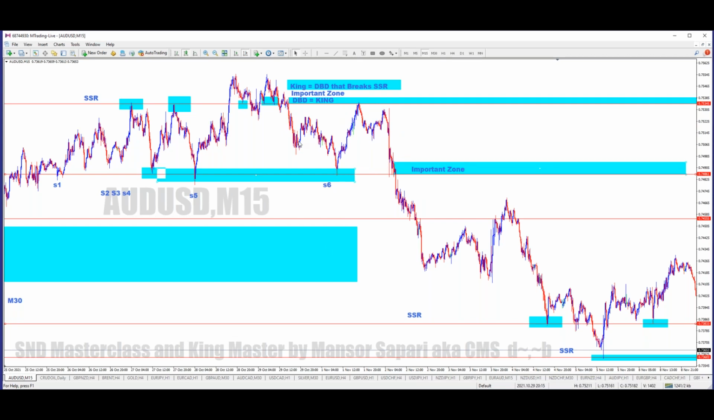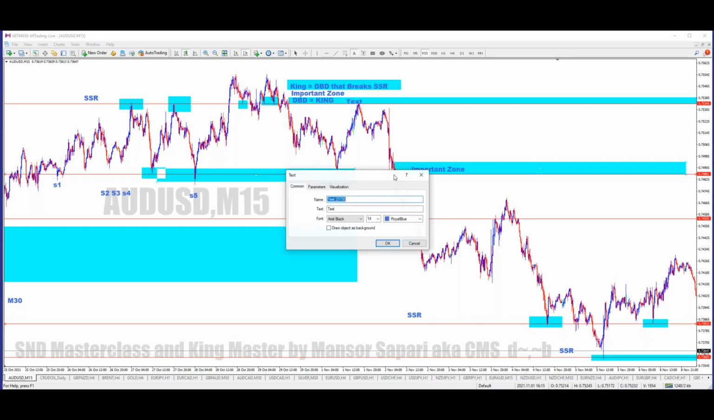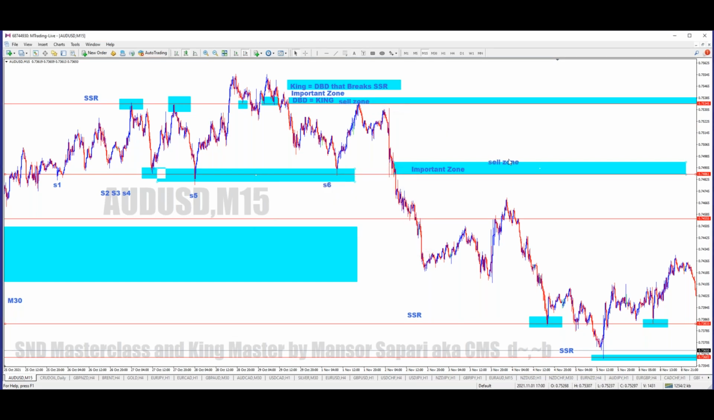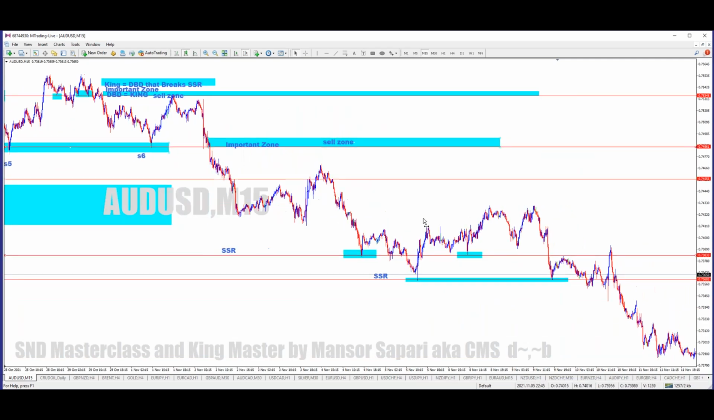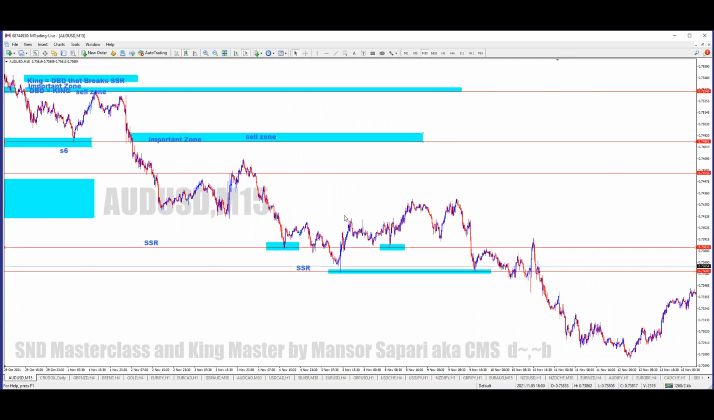Okay, so when the price breaks this SSR and then goes up again, it is where we will try to sell over here. This is your sell zone. And then this is your sell zone, but price is not yet coming. So price going down, going down, going down. So far, so good. The sell zone, the important zone. This is how you mark your chart.